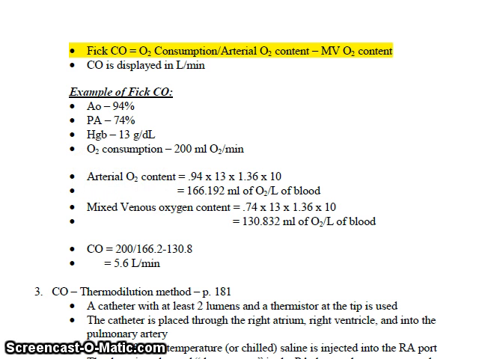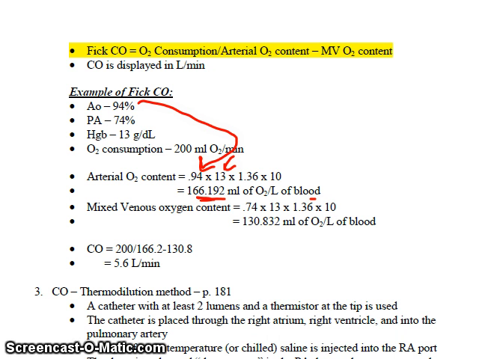So again, you take your 94% and change that into a decimal, 0.94. Then you multiply that by your hemoglobin, which is 13. And then the 1.36 and your 10 are constants. They will always be part of this problem. If you multiply all that out, it comes to 166.192 milliliters. So that is how much oxygen is in 1 liter of blood.